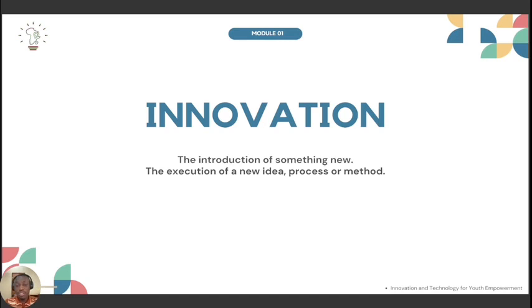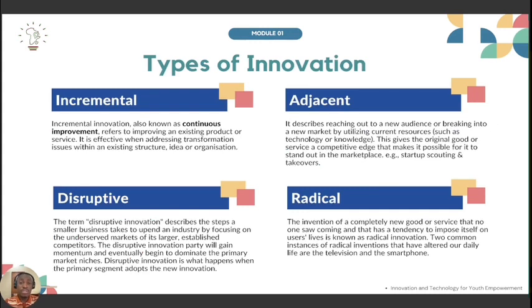So what exactly is innovation? Innovation is simply the introduction of something new or the execution of a new idea, process, or method. Now, there are different types of innovation. We have the incremental innovation, we have the adjacent innovation, we have the disruptive innovation, then we also have the radical innovation.